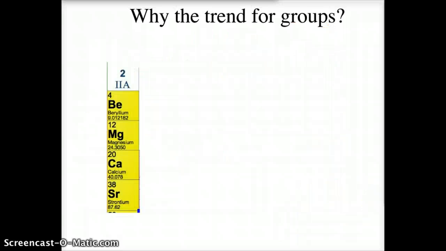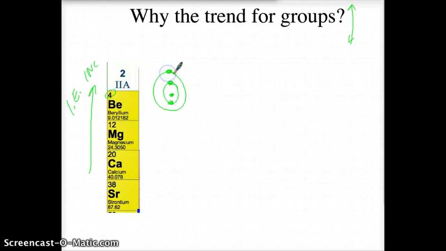What about going down a group? Well, we know as we go up a group, the ionization energy increases. And guess what? It's actually for the exact same reason. Beryllium, 4 electrons. We'd put those into 2 energy levels. We'd look something like this.